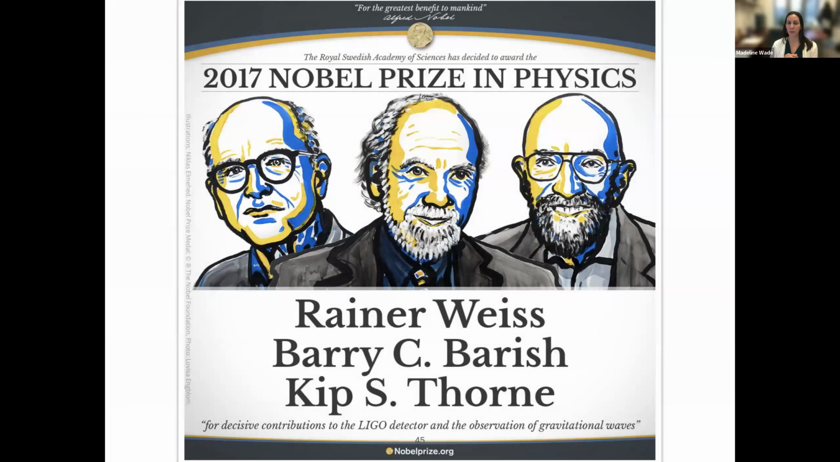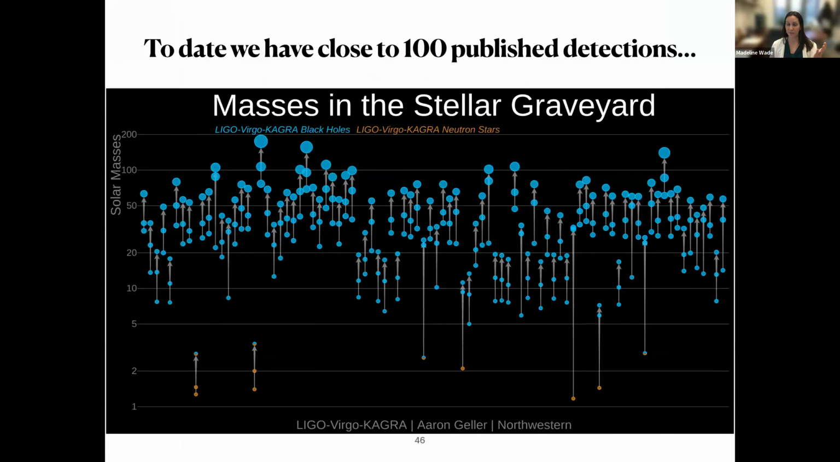This discovery won the Nobel Prize in Physics in 2017 and was, in my opinion, the most exciting discovery of the century, but definitely a very well-received advancement in the field of gravity. To date, that was 2015. To date, we have published on close to 100 detections of either two black holes, a neutron star and a black hole, or two neutron stars orbiting each other and merging. We actually have well over 100 things at this point because we are in the middle of another data taking run.